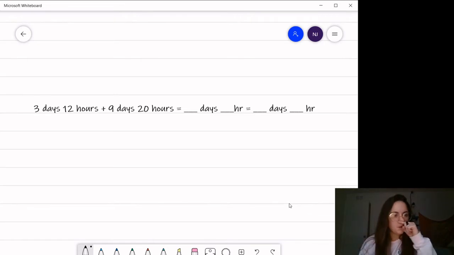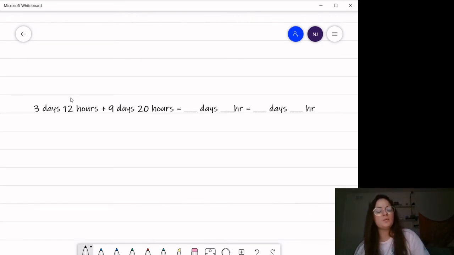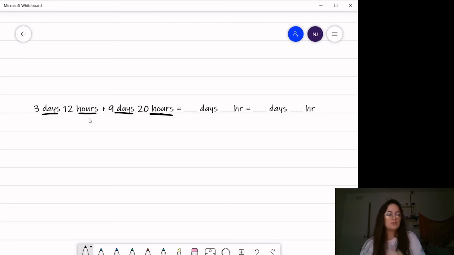All right, so here, let's take a look at what units I'm working with. I have days, and I actually have days on both sides of the addition sign. So I've got days on the left and days on the right, so maybe adding some days together. And I have hours on both sides of the addition sign as well. So I'm going to be adding my days plus my days, so my 9 days plus my 3 days.